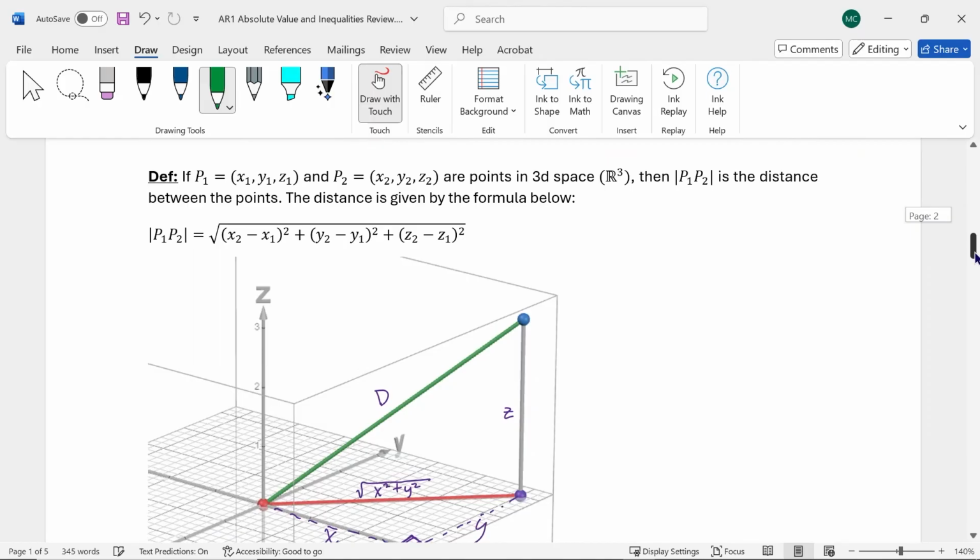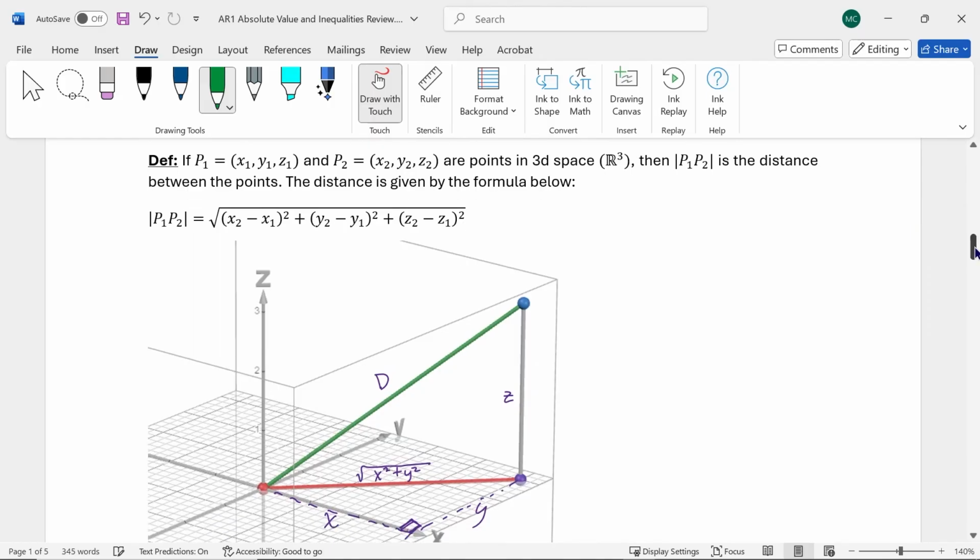And we can pretty easily extend the distance formula to 3 dimensions. So if we have 2 points, P1, that's x1, y1, z1, and P2, which is x2, y2, z2, in 3D space, then the magnitude of P1P2 is the distance between the points, and that distance is given by the formula below. The absolute value of P1P2 equals the square root of x2 minus x1 squared plus y2 minus y1 squared plus z2 minus z1 squared.